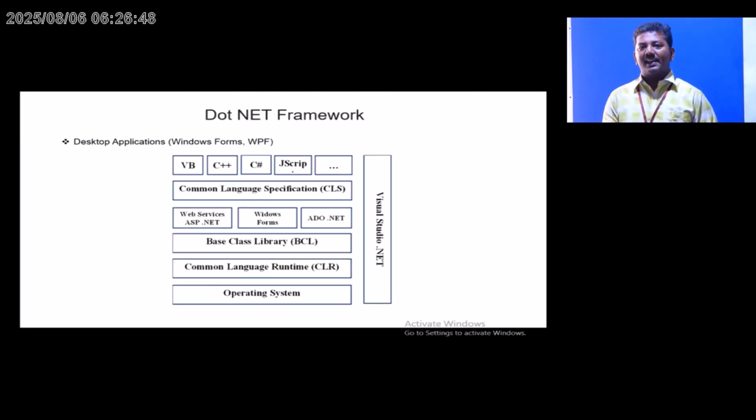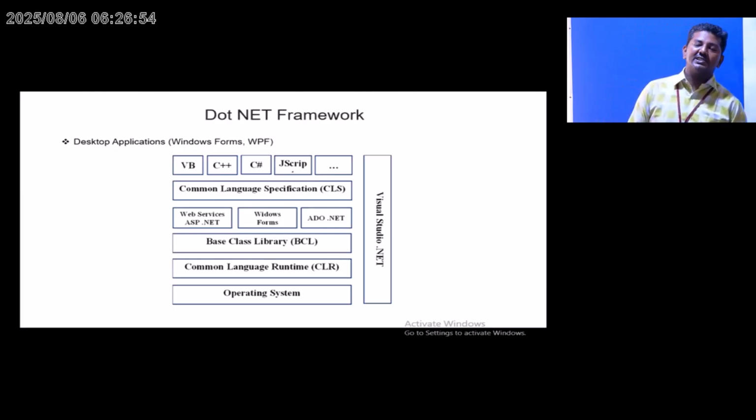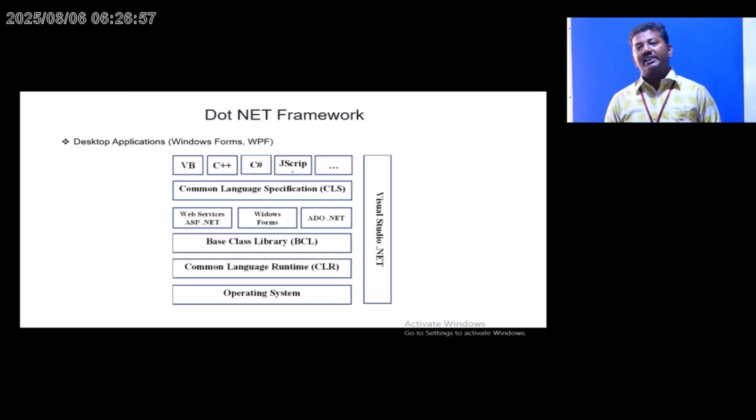The next layer we may see is web services as well as Windows Forms as well as ADO.NET, and especially ADO.NET is made for the data controls such as GridView control, Repeater control, DataGrid control. These are the controls in ADO.NET. And we are using the base class library, such as the namespaces. These are the things enclosed in the base class library.